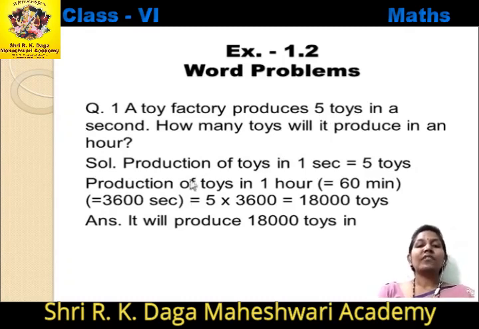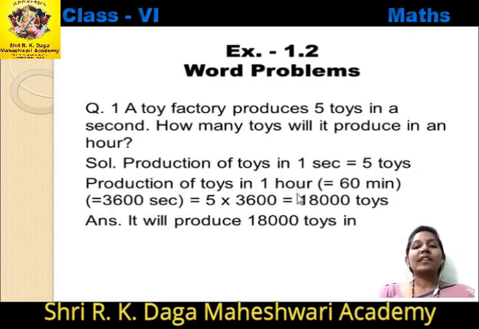So first we will write the given condition, that is production of toys in 1 second, which is given. In 1 second the factory produces 5 toys. So here we will write 5 toys. And we have to find out the production of toys in 1 hour.